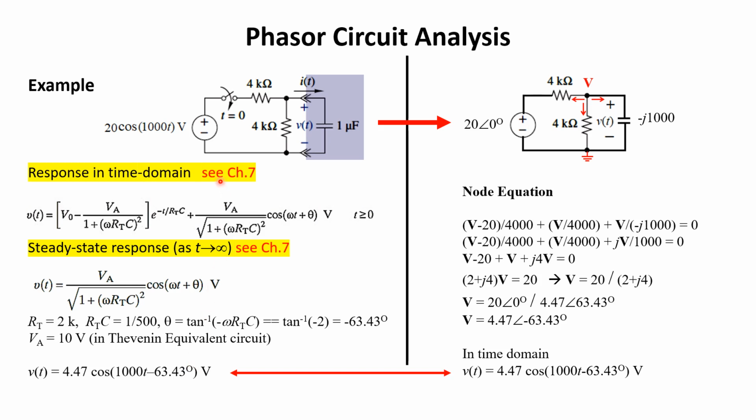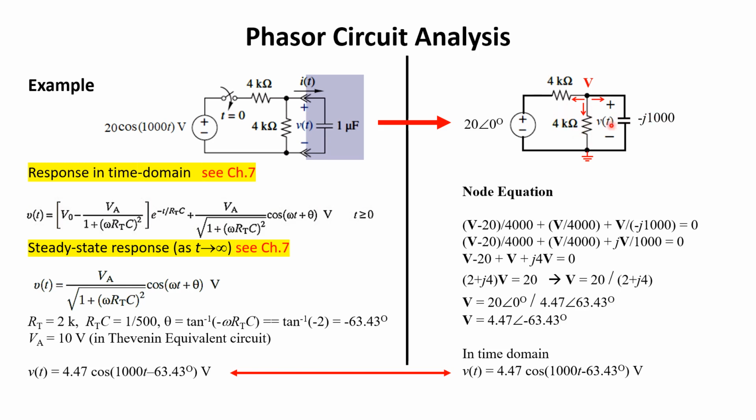Note that in the circuit analysis in time domain directly, we have the complete response. We have to identify the steady state response to reach the final conclusion, to find the required response. In phasor domain, we just represent a capacitor as minus J over omega C, and resistance remains the same. If we have an inductor, it is J omega L.